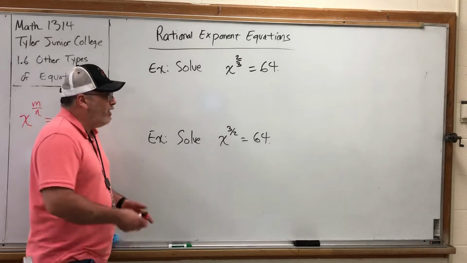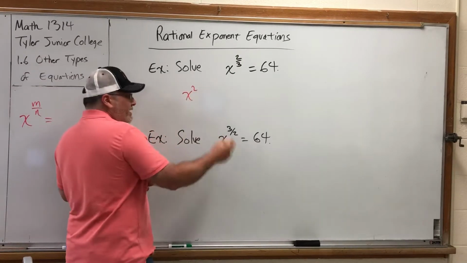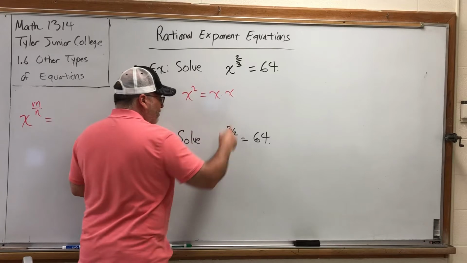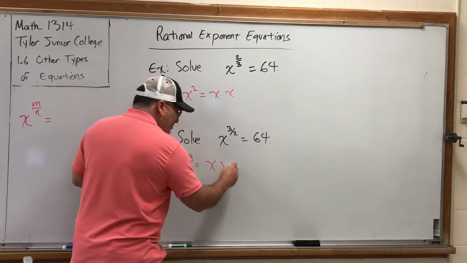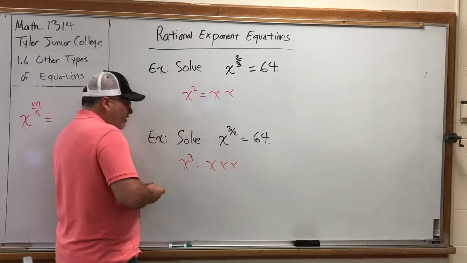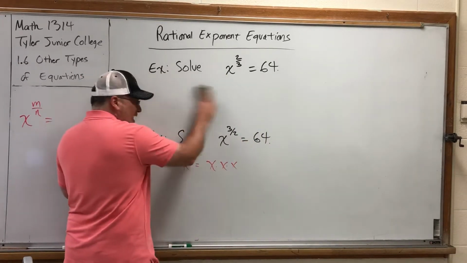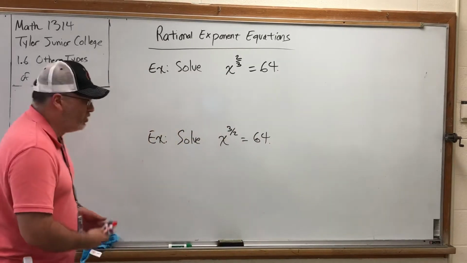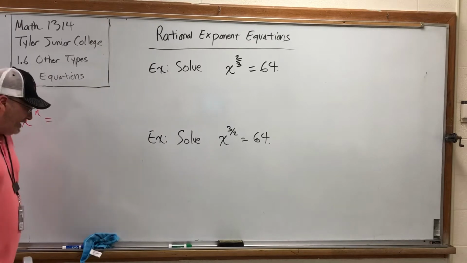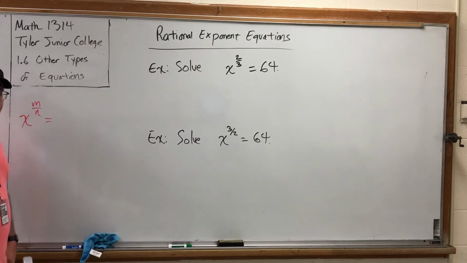I know what it means to square something. If it said x squared, I know what that means. That means x times x. Or if it said x to the 3rd power, that means x times x times x. But how do you raise something to a 2/3 power? Or a 3/2 power? Or any other rational exponent that's not an integer? Well, the answer lies in an exponent rule: how to raise something to a rational exponent power.